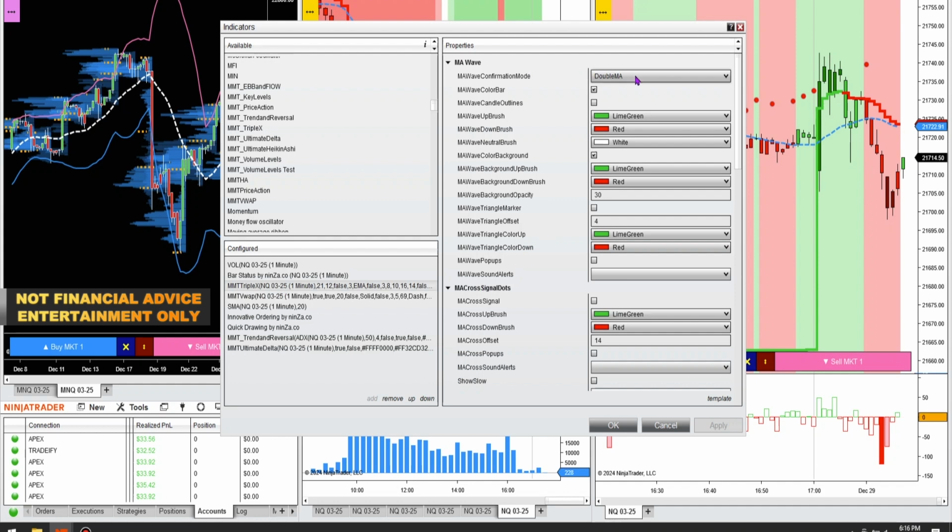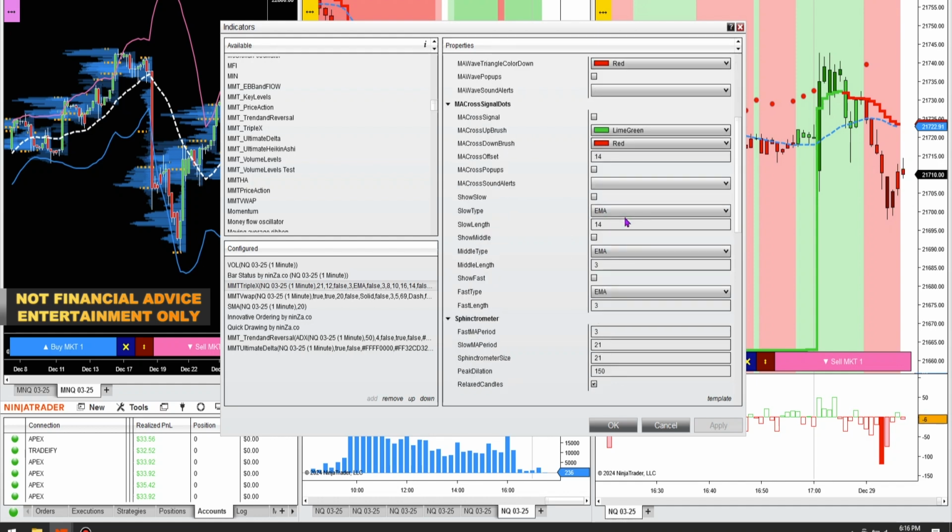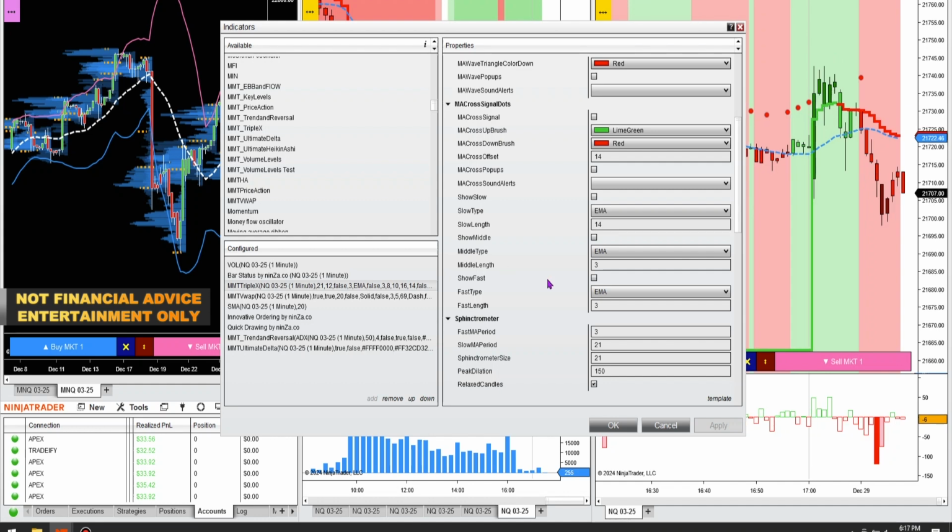So if you are in double moving average confirmation mode, you've got your slow type, which in this case is the 14 EMA. And if you want to use it as a regular moving average crossover indicator, just make sure the middle and the fast are the exact same. So these are both the 3 EMA. So now it's just acting as a regular moving average crossover. When the 3 EMA crosses over the 14 EMA, I get the background change, I get the candle colors changing.